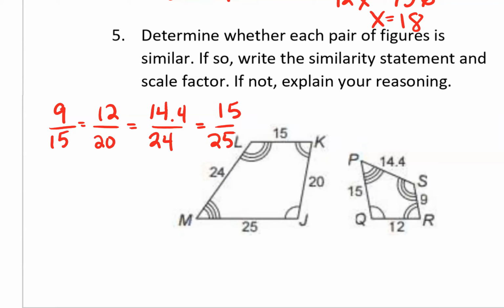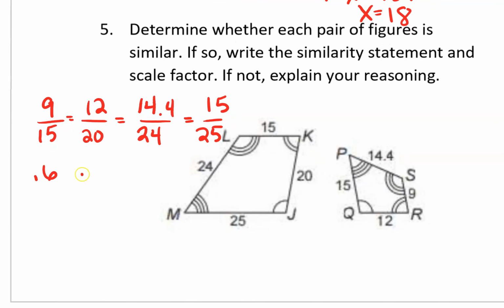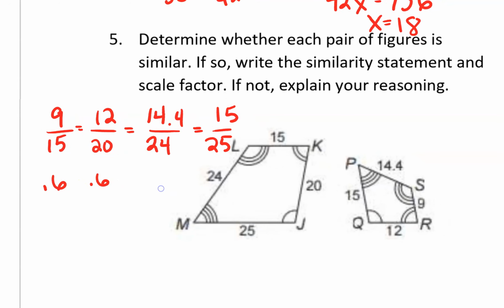Reduce these. 9 divided by 15 is 0.6. 12 divided by 20 is 0.6. 14.4 divided by 24 is 0.6. So far we're looking good. 15 divided by 25 is 0.6. So every ratio is equal, therefore they are proportional.